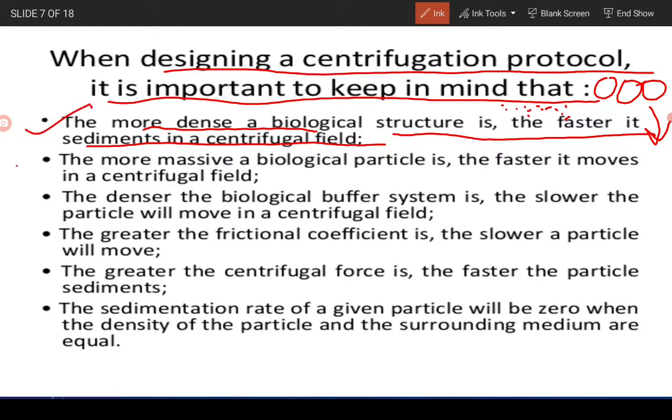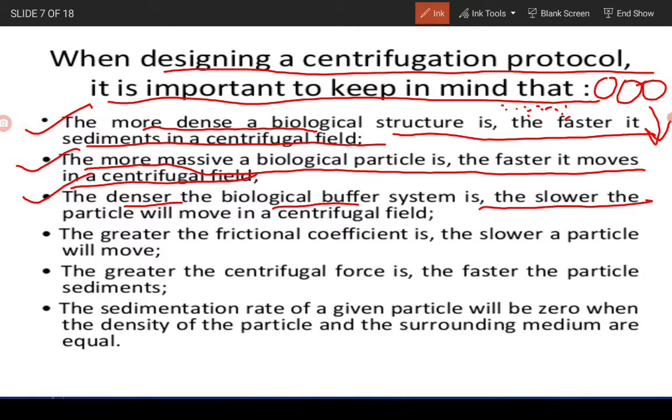So this is the first point. The second point is, the more massive a biological particle, the faster it moves in a centrifugal field. Now that's easy to remember as well. The bigger the particle will be, the bigger the molecule will be, the faster it will move and the faster it will sediment. That is the second point. The third is, the denser the biological buffer system, the slower the particle will move in a centrifugal field.